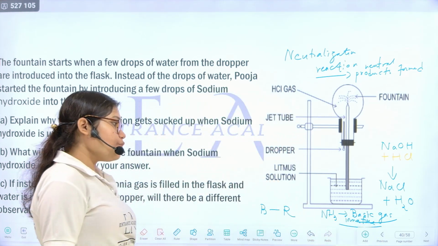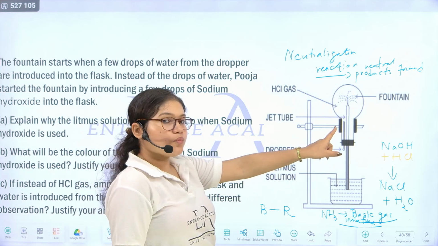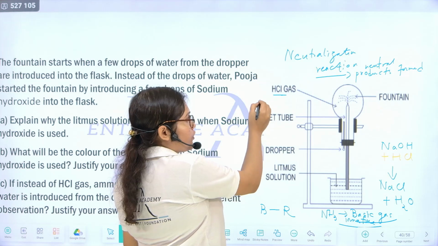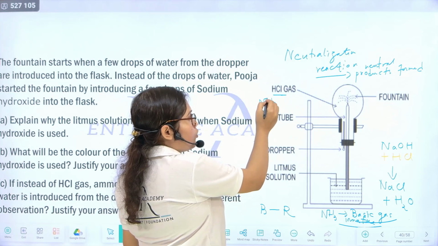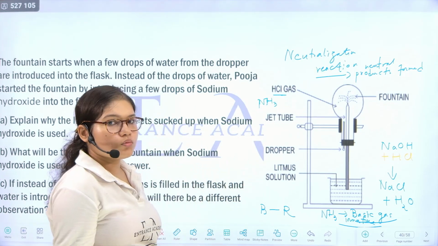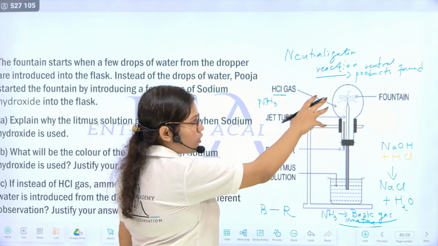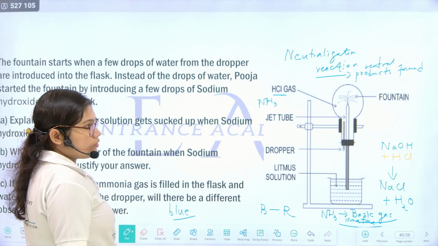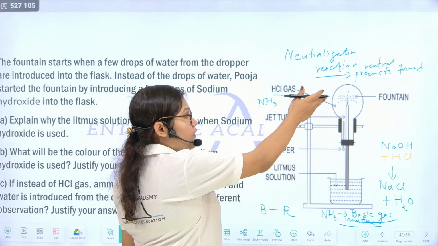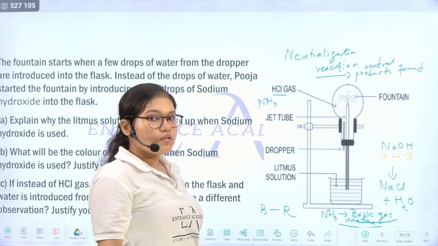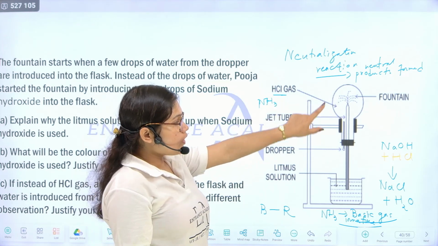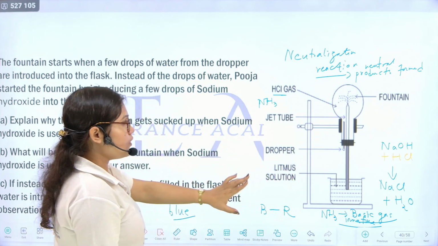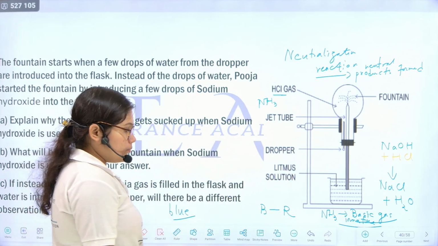If blue litmus solution is there and we use a dropper and water, then instead of HCl gas, according to the question, if ammonia is present, there is no change in color. Blue remains blue. The color of the fountain will be blue. If it is HCl, then the color changes from blue to red. But if it is ammonia and the dropper has water, then blue stays blue, no change. No other color is there. The fountain is blue only.